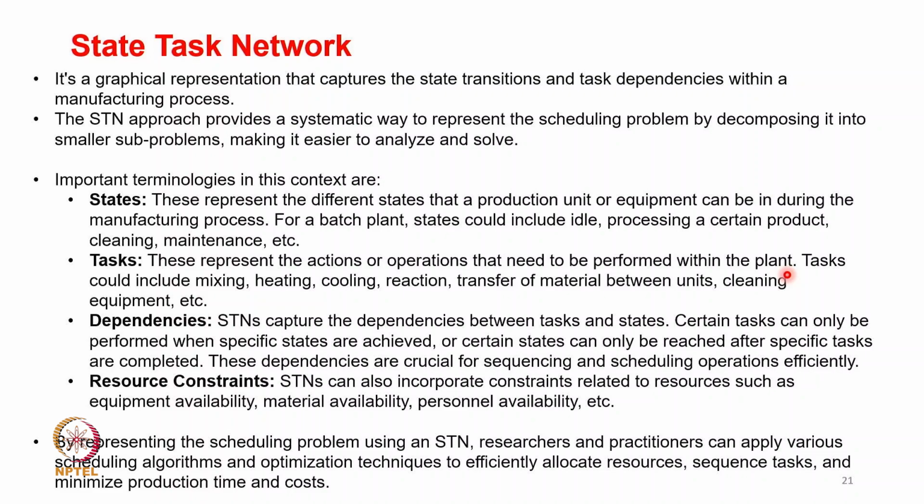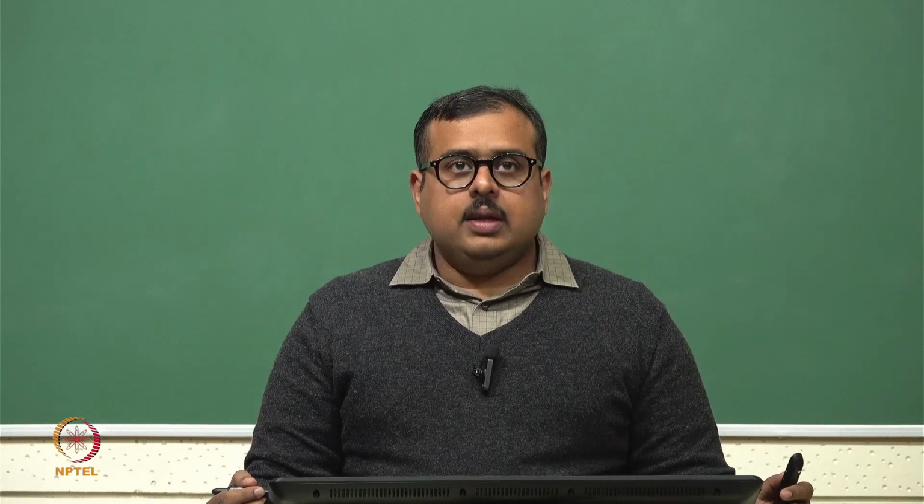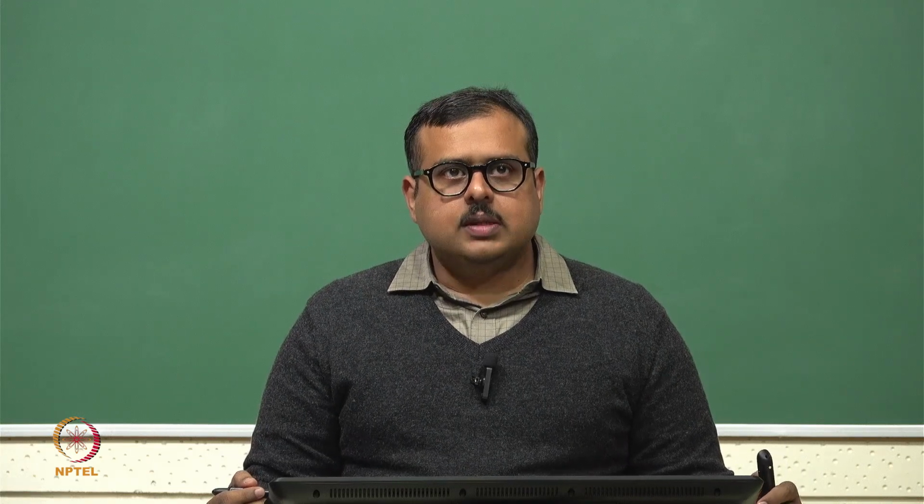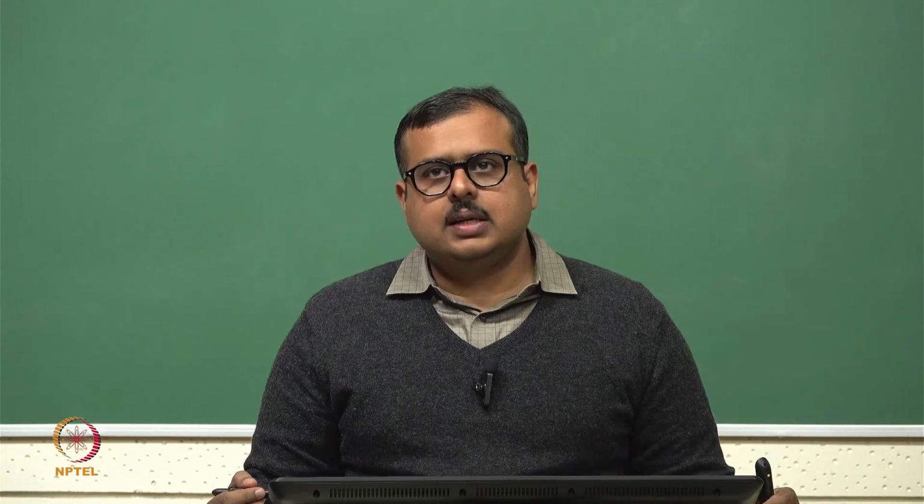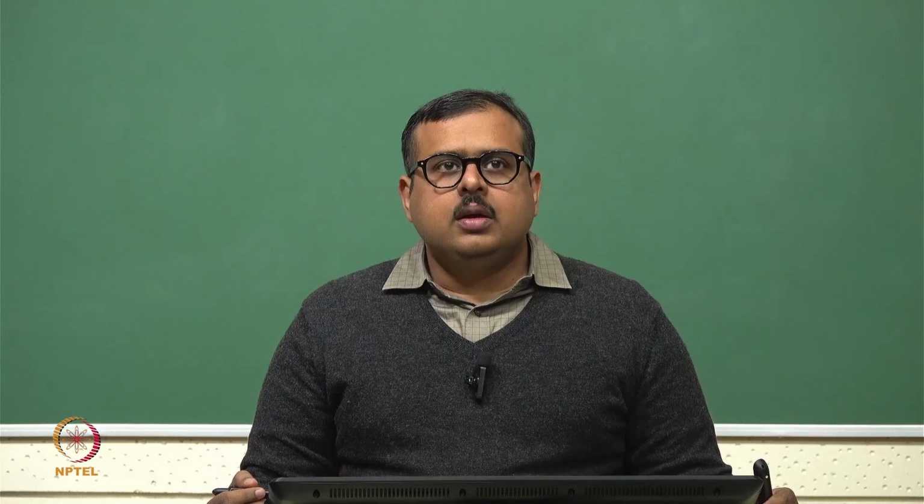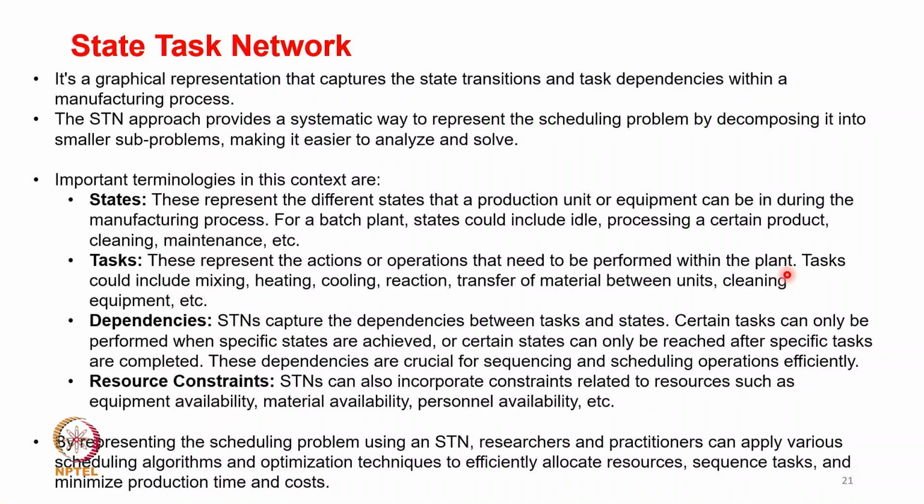Once that is done, another way to approach this problem is by geometrically representing it with something known as a state task network. A state task network, also called STN, is a graphical representation that captures the state transitions and task dependencies in a schematic fashion. The STN approach provides a systematic way to represent a scheduling problem by decomposing it into smaller subproblems, making it easier to solve.